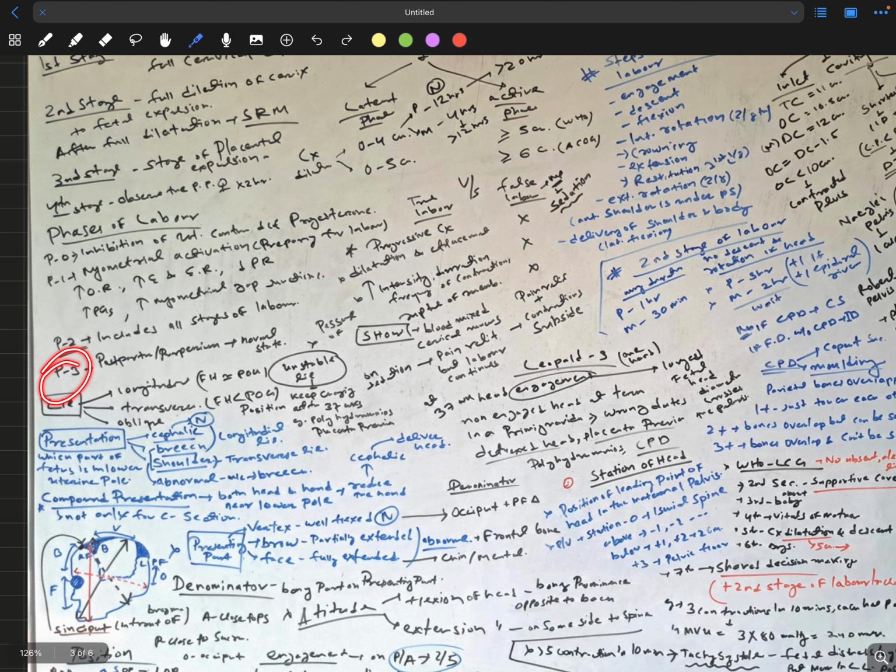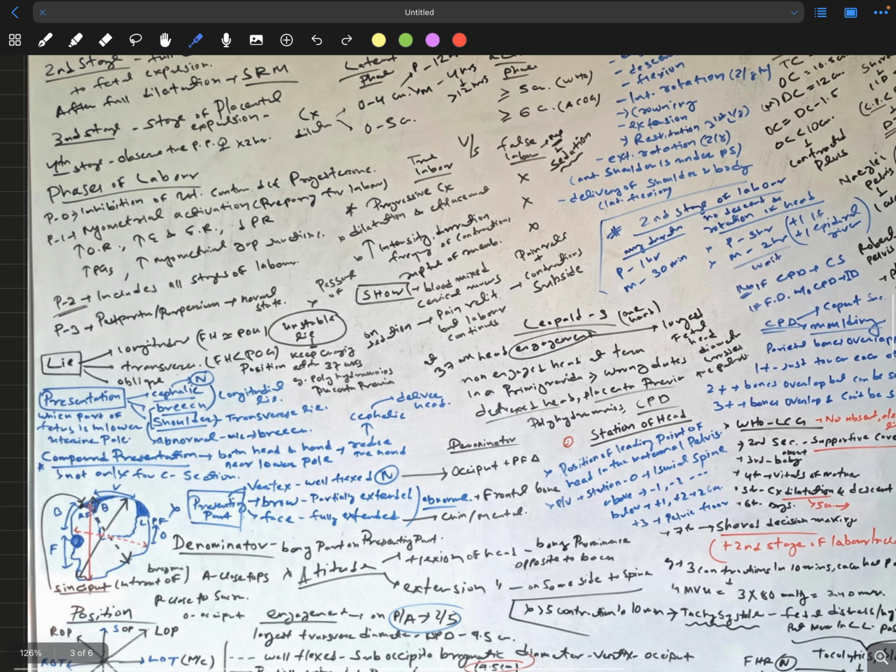And what is the third phase? That is the postpartum or puerperium period, when the postpartum female comes back to the normal state. That is called phase 3 of labor. So how many phases do we have? 4 phases: phase 0, 1, 2, 3, and 4 stages. We have 4 phases of labor and 4 stages of labor. All the stages of labor are included in phase 2 of labor.